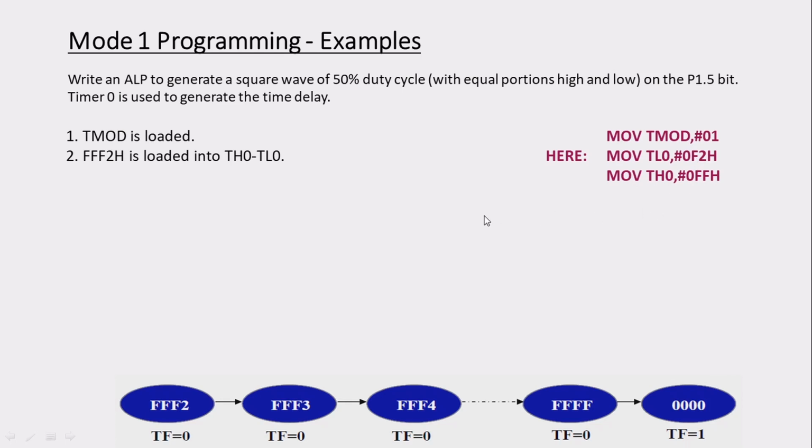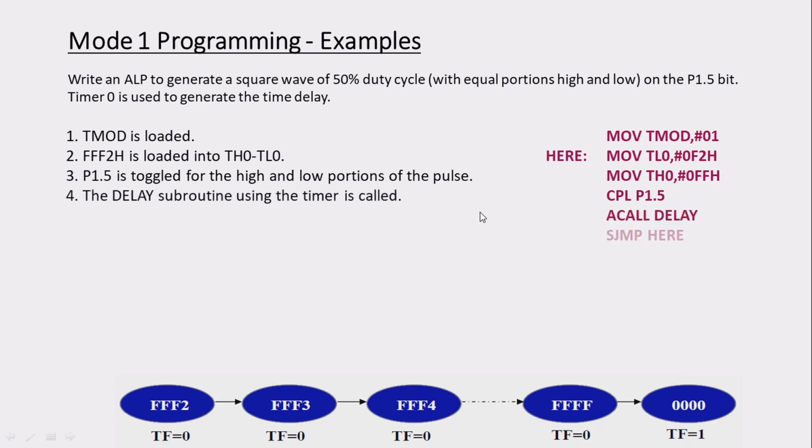Once the values have been loaded, what should we do? We should start our timer. Once this is done, I need to complement the values. After this, I'll be calling the delay. Why the complement is being done, we'll see in the later part. Once you have loaded this value, I'll be calling the delay program.